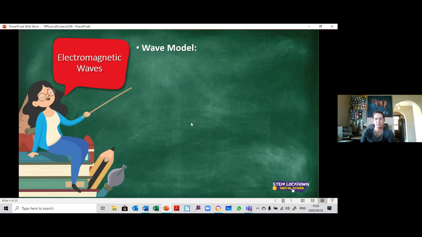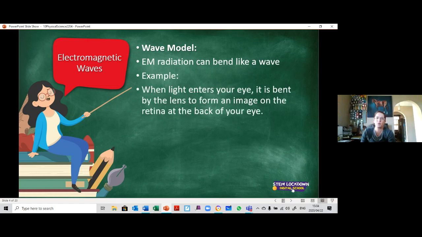Come on, PowerPoint. All right. So the first of these two models is the wave model. We say that electromagnetic radiation, EM for electromagnetic, radiation is just a fancy word for waves, can bend like a wave. The example we use is when light enters your eye. The lens of your eye bends the light and forms an image at the back of your retina. This is how we see.